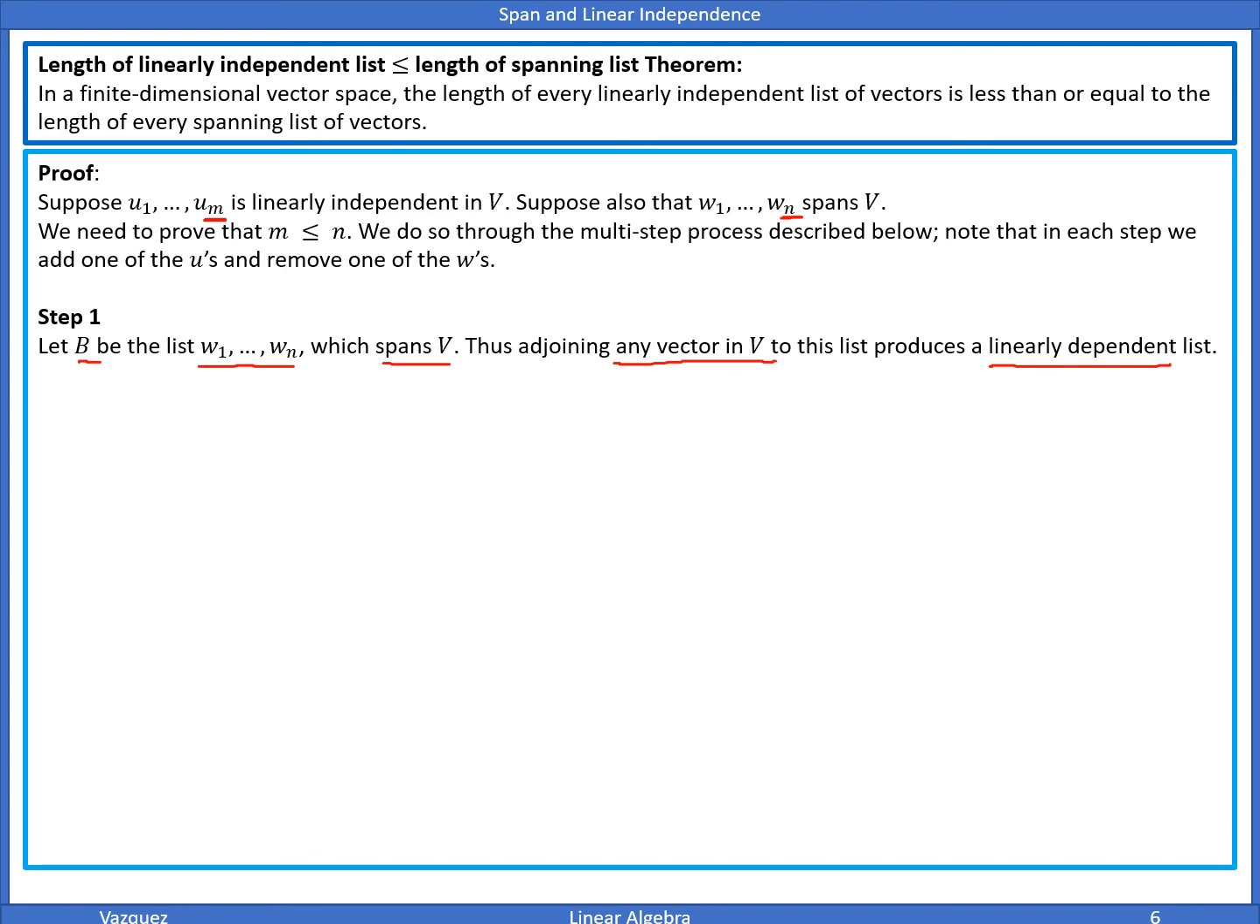Because all those vectors already span V, so it can make any vector in V. So just adding another vector, we can produce that vector with the linear combinations of W1 to Wn, therefore making the list linearly dependent now. Right? So, in particular, the list U1, W1, all the way to Wn is linearly dependent. Again, because that list, or at least it spans V, I should say. So adding the U1, we can get that by just making a linear combination of all these other vectors. Therefore, that list is linearly dependent.